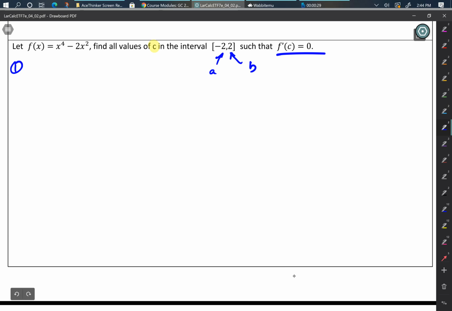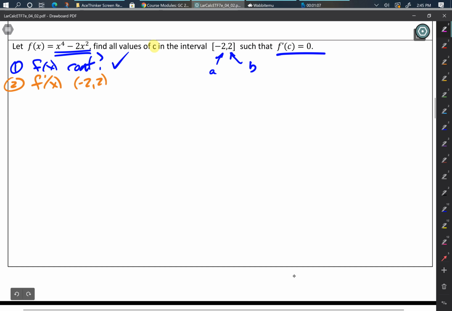So number 1, is our f of x continuous? Well, our f of x is a polynomial function, so yes, it will be continuous for all real numbers. Definitely continuous for the interval from negative 2 to positive 2. Number 2, the second requirement is that f prime of x exists on the open interval negative 2 to 2. Remember, continuous on the closed interval, derivative on the open interval. And since f of x is a polynomial, its derivative will also be a polynomial and therefore will be continuous on that interval.